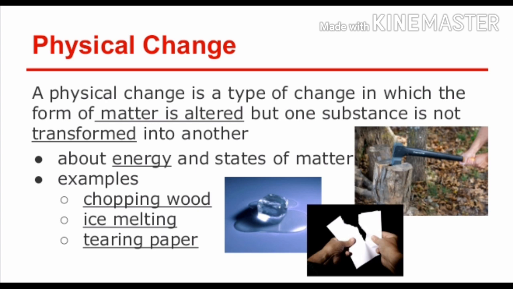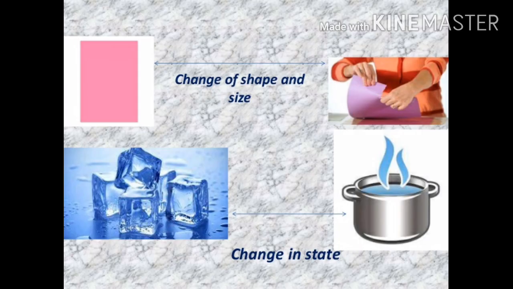That is, the physical properties of the substance change, but there is no change in its chemical composition, or no new substance is formed. That type of change is called a physical change. For example, chopping the wood, ice melting, tearing of paper. These are all examples of physical change.